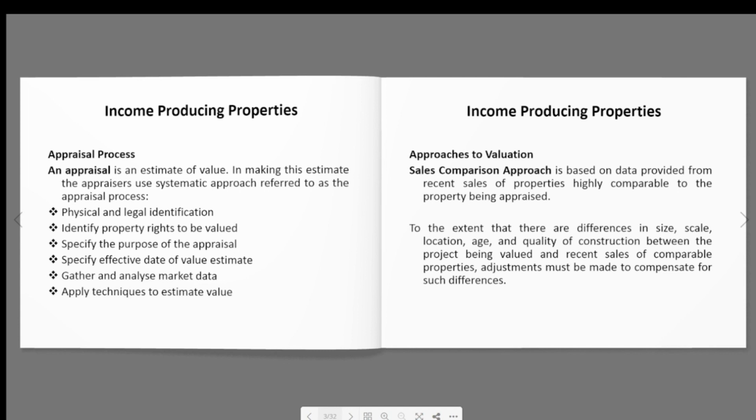Let's look at the approaches to valuation. First, we have the sales comparison approach. The sales comparison approach is based on data provided from recent sales of properties highly comparable to the property being appraised. To the extent that there are differences in size, scale, location, age, and quality of construction between the project being valued and recent sales of comparable properties, adjustments must be made to compensate for such differences.